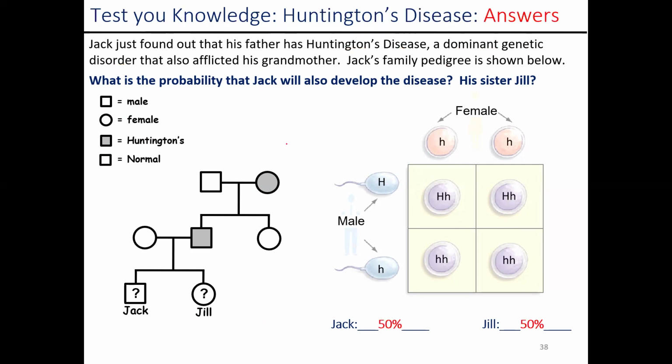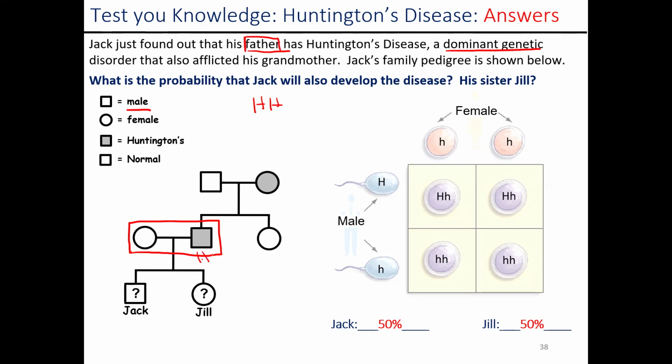Looking at this, remember, it's a dominant trait, a dominant genetic disorder. So in this case, we know that Jack's father has had it, right? So we know that he's going to be big H, and we knew that it was also a disorder that afflicted his grandmother. So what we're going to do here is cross this. Right here is that specific generation we're looking at, because remember, we're dealing with the male, and we know that it's Jack's father.